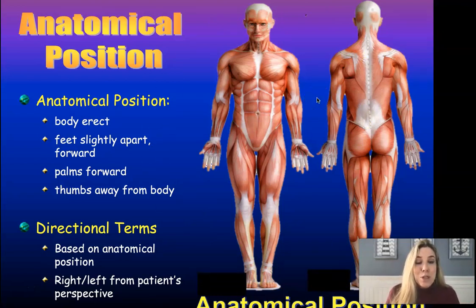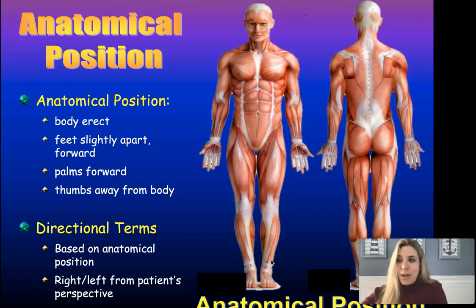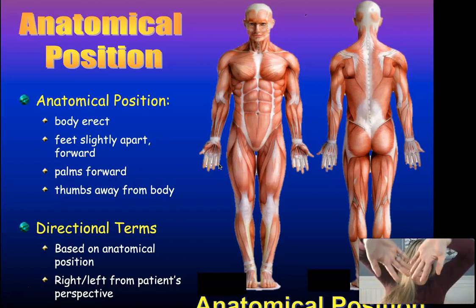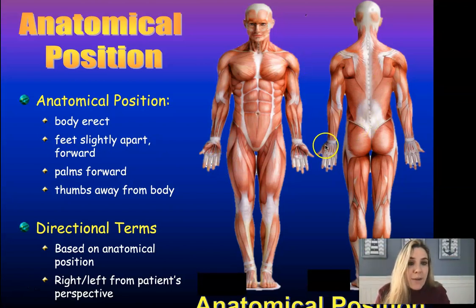So we're dealing with the perspective from the patient. So the patient's left, not your left. The patient's right, not your right. Notice that for anatomical position, the body is up straight, so it's erect. Okay, so I have a Barbie here, so she's perfectly straight. Feet are slightly apart, but notice that the feet are facing forward. And perhaps most importantly, the palms are out. The palms are facing forward. Okay, so you don't have the back of the hand facing you, you have the palms facing you.